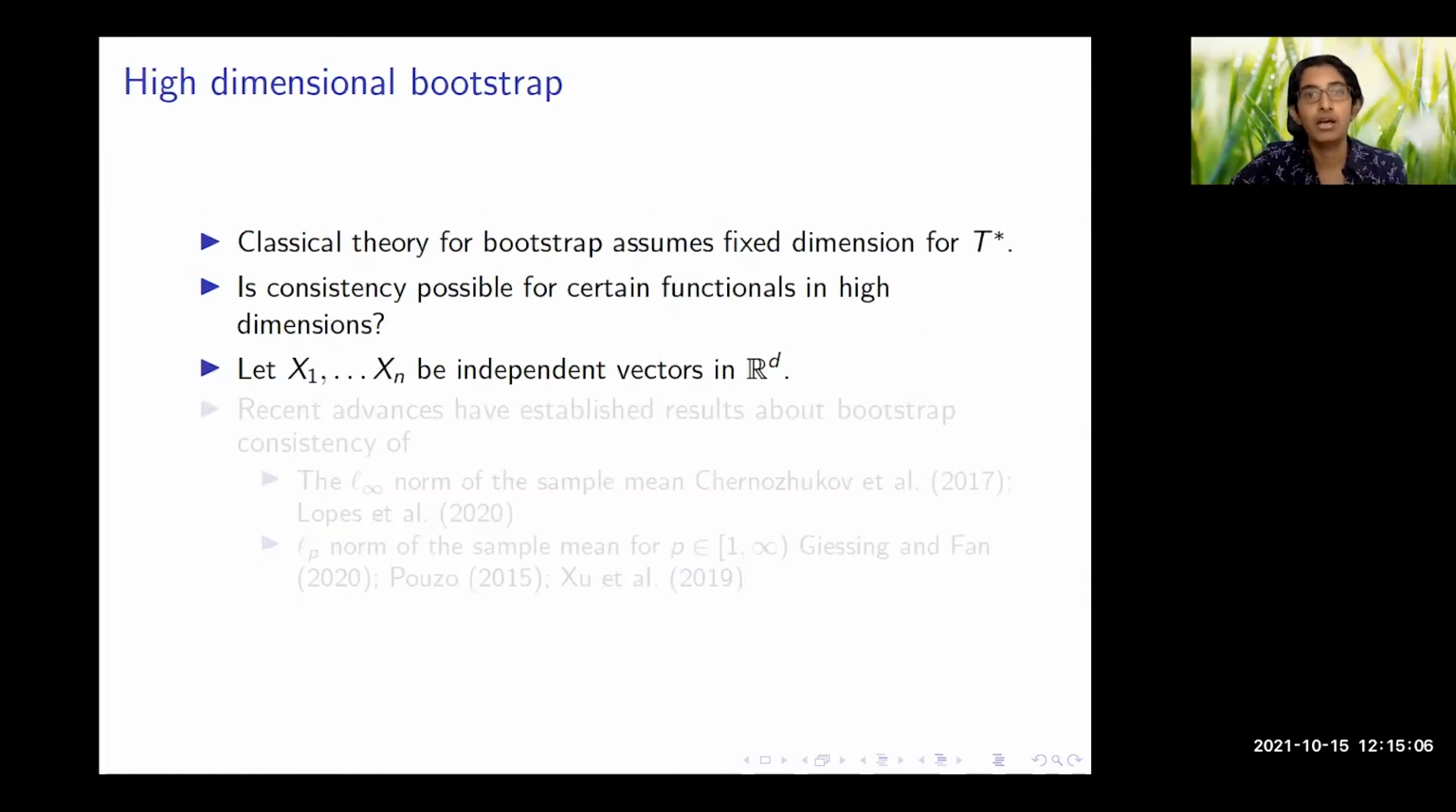The one thing I do want to point out here is that classical theory for bootstrap typically assumes fixed dimension for your parameter. I have a t there; just think of that as x1 to xn. Sorry. So the question is, can you actually get consistency for functionals in very high dimensions? The setup again is you have n data points, which are independent vectors in R^d. What kind of statistics can I look at, for d very, very large, much larger than n, where you still have bootstrap consistency?